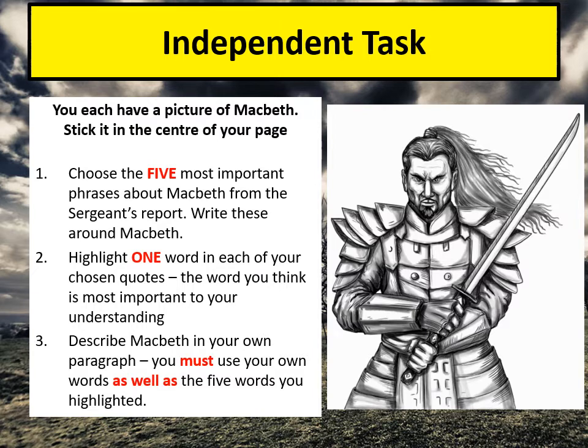Within that, I want you to highlight one word in each of those quotes, just one, that you think is the most important word, the key word to your understanding of that particular quote. And then, using the next few starters that I'm going to show you on the next slide, I want you to write your own paragraph about how Macbeth is presented in the text.